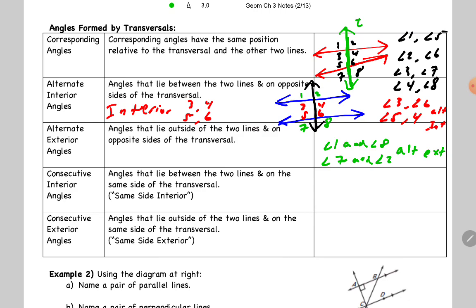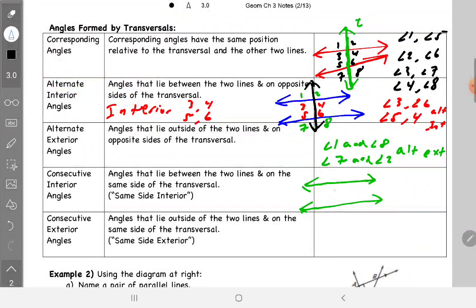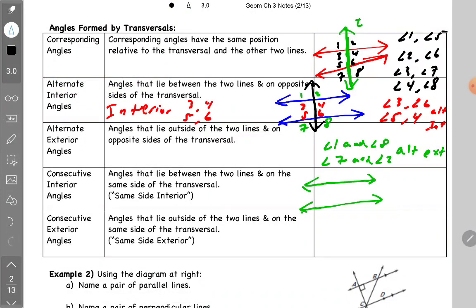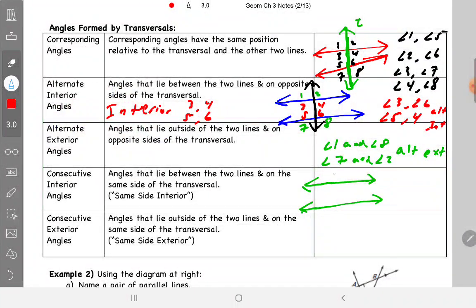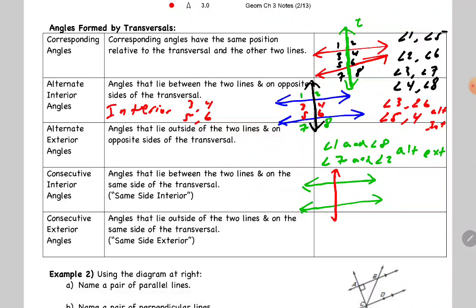Okay. Let's draw a different one. So let's have 2 green lines this time, being cut by a transversal. And we're still going to have 1, 2, 3, 4, 5, 6, 7, 8. So all those are the different angles.